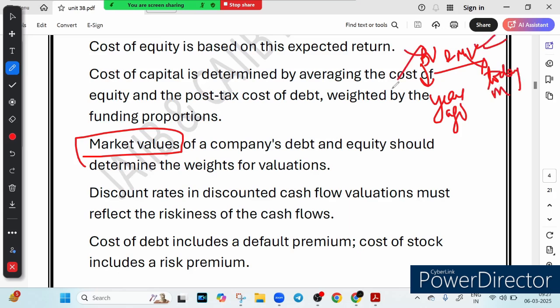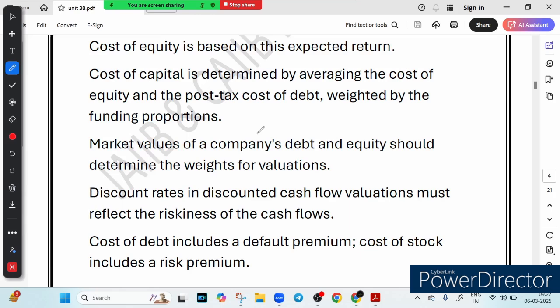The reason is that investors look at what the company is worth today, not what it was worth on paper a year ago. Let me give you an example to make it more clear. If a company is 60% funded by equity and 40% funded by debt, then its cost of capital will be a weighted average of these two sources. So we look at the present market value.